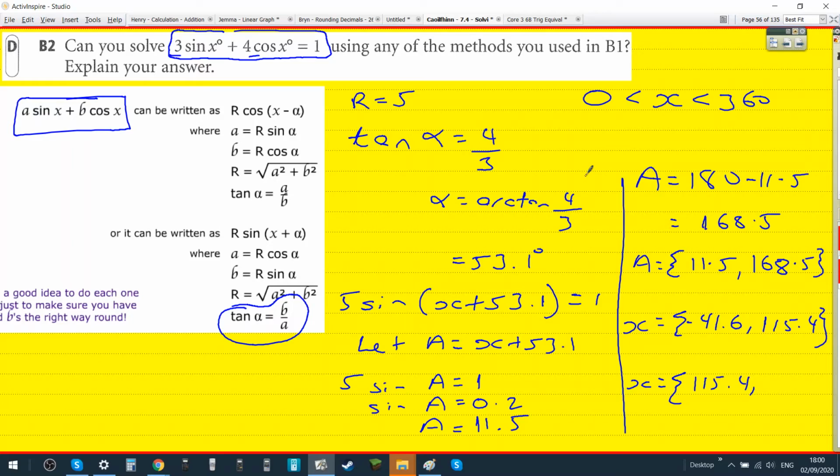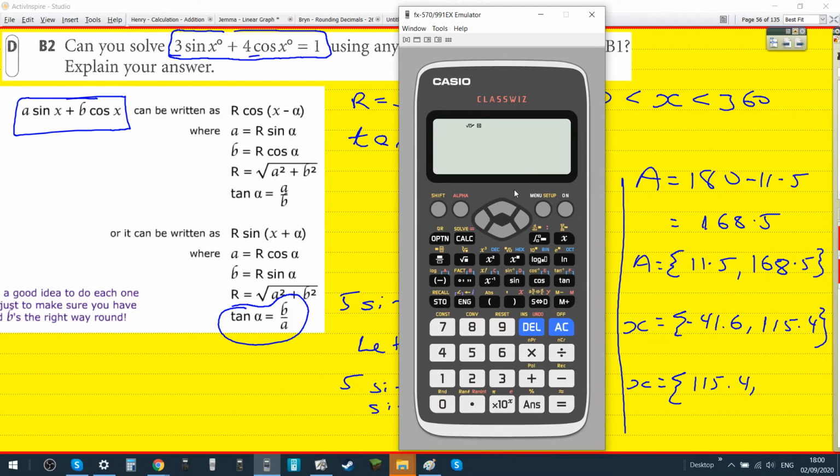Now you can do the third answer. So from 11.5 plus 360 is 371.5, and then minus 53.1 equals 318.4. Okay. And minus 41.6 plus 360. Is that the same as your one, 318.4? Yeah, so you could just add 360 to that, but all good, all good.